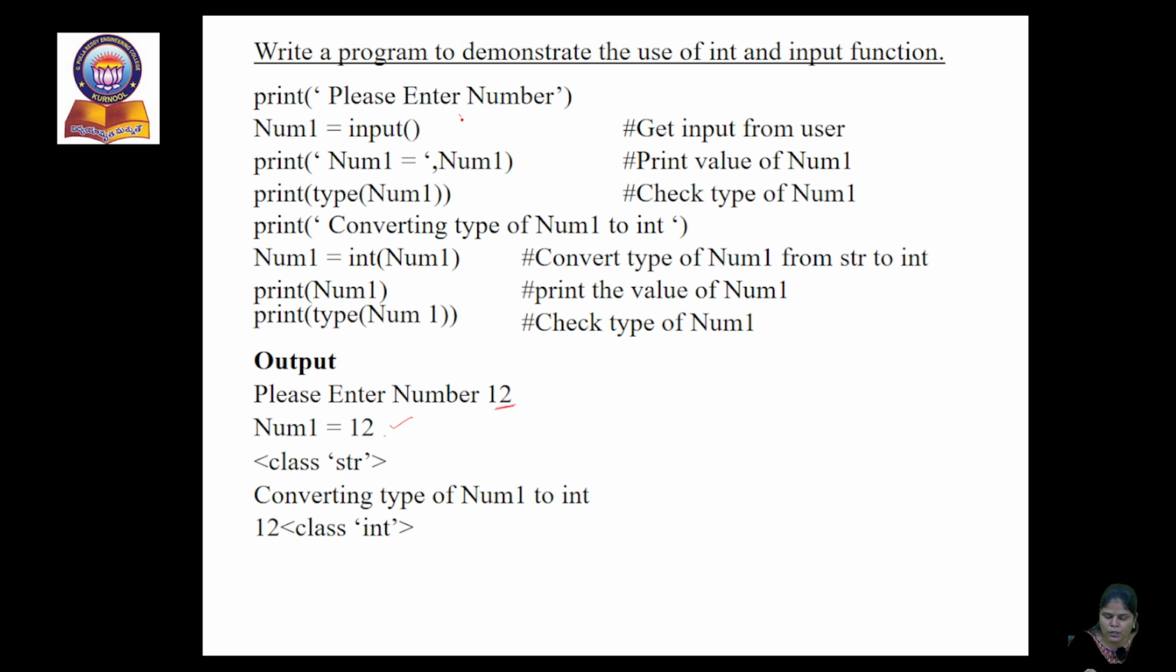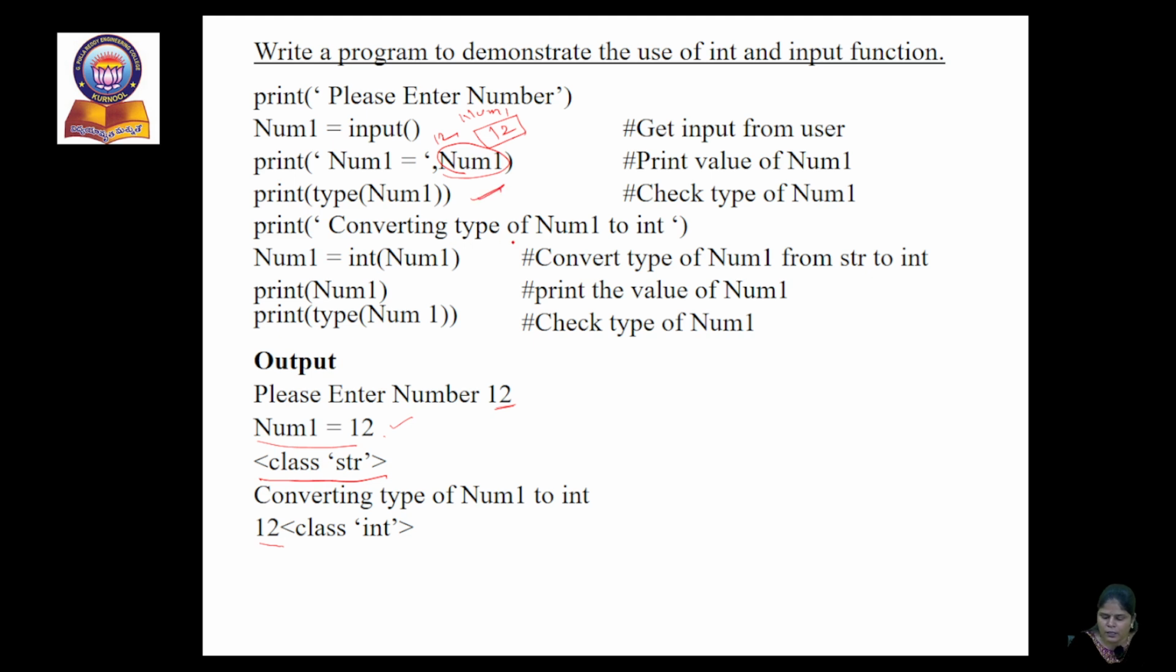So here what it does: num1 will be created, and here the value 12 will be stored. Then print num1. Here it will be replaced with 12. This is the output. Next, type of num1, what it has printed: class str. So the type of num1 is str.